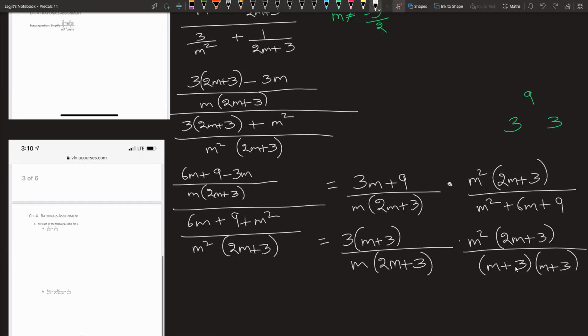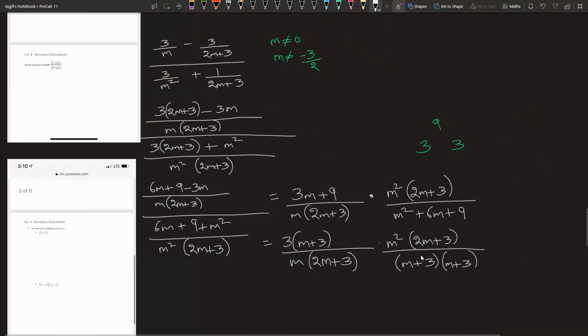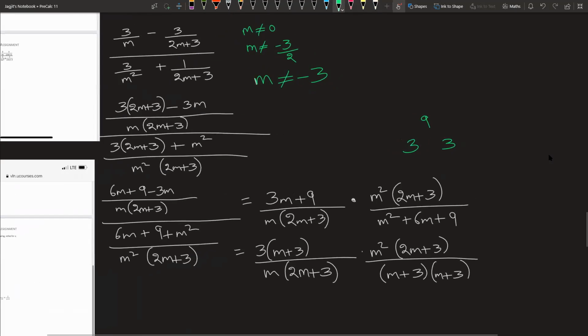Always check, have you written the new non-permissibles? Look, I have m plus 3 at the bottom. So m cannot be equal to minus 3. We need to add that non-permissible. Always make sure you've covered all your non-permissibles, okay? And now the rest is easy.